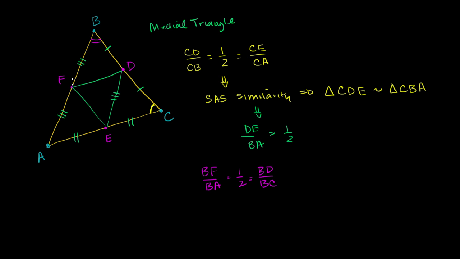And so you have corresponding sides that have the same ratio on the 2 triangles, and they share an angle in between. So once again, by SAS similarity, we know that triangle DBF is similar to triangle CBA.